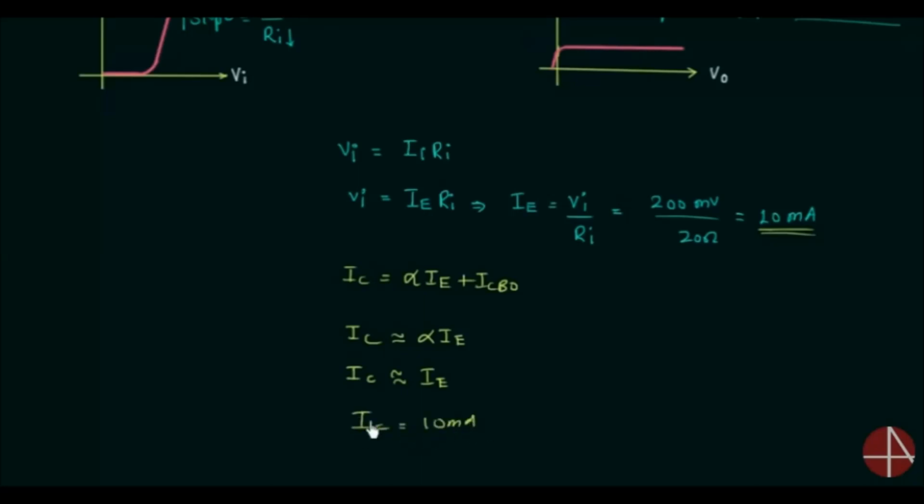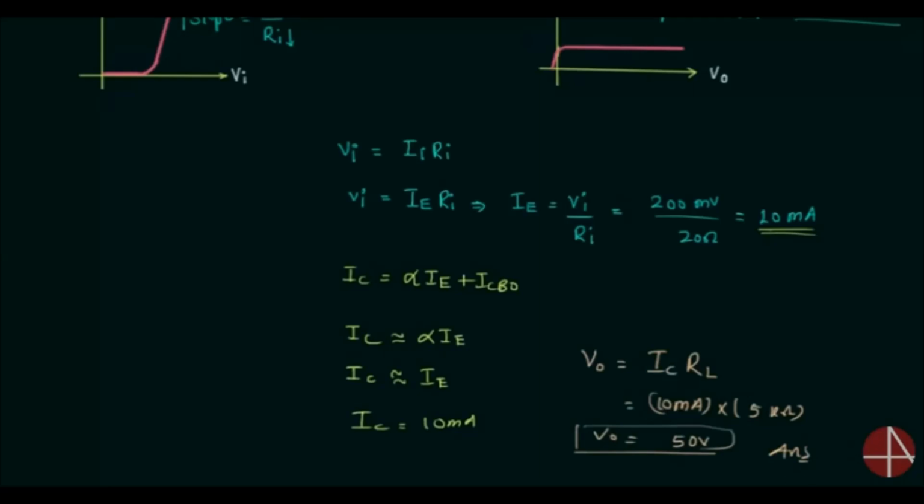The collector current is the output current, and now we can calculate the output voltage. The output voltage VO is equal to IC multiplied by the load resistance RL. IC is 10 milliamps and the load resistance is 5 kilo ohms. When you solve this, you will have 50 volts. So this is the value of the output voltage, and this is our answer.